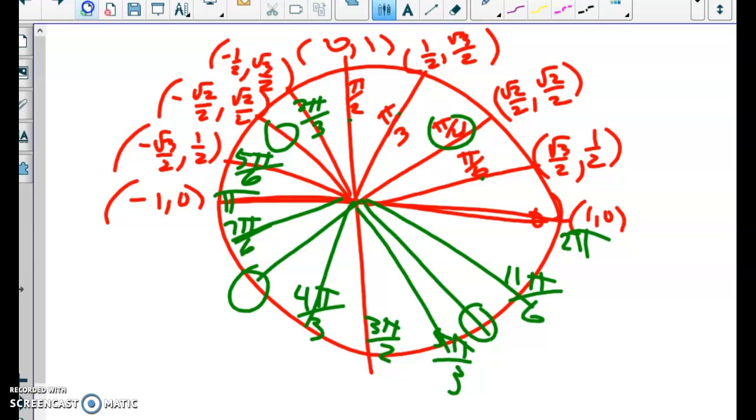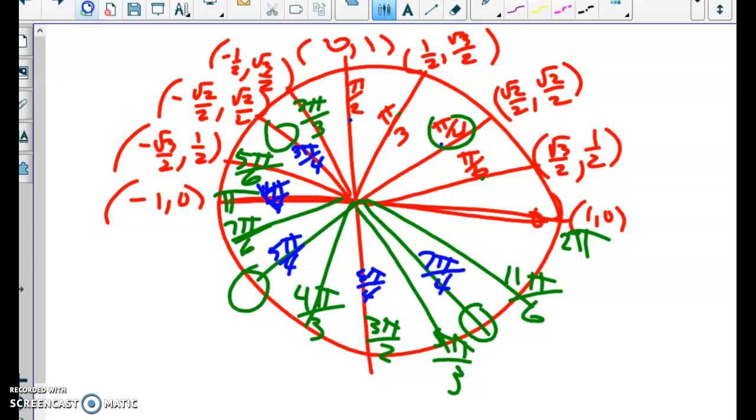And then to go back and get the ones that we missed, we just count by fourths. So 1 pi over 4, 2 pi over 4, 3 pi over 4, 4 pi over 4, which is pi again, 5 pi over 4, 6 pi over 4, which simplifies to 3 pi over 2, 7 pi over 4, and 8 pi over 4, which is the same thing.